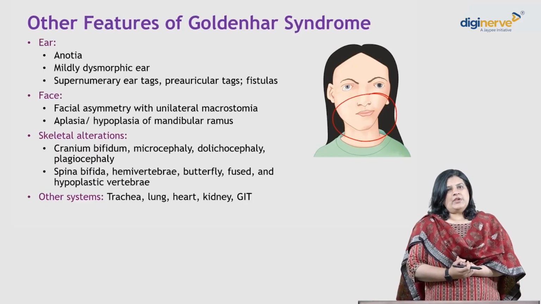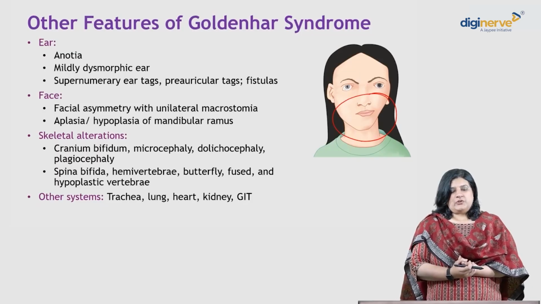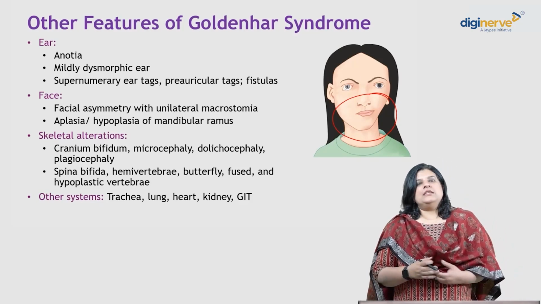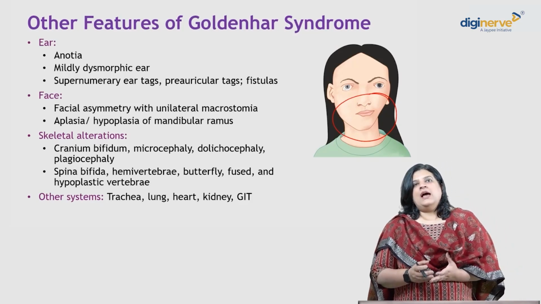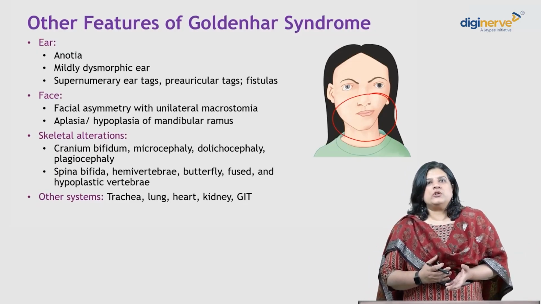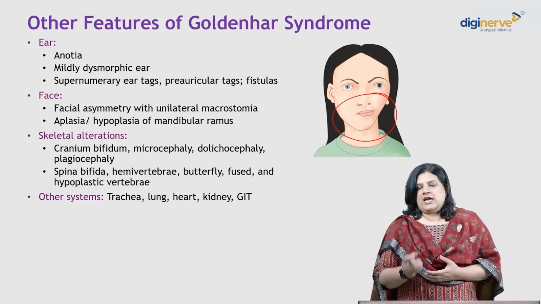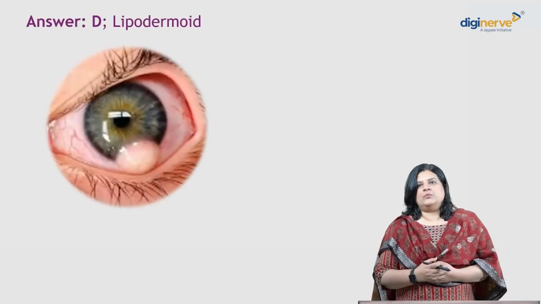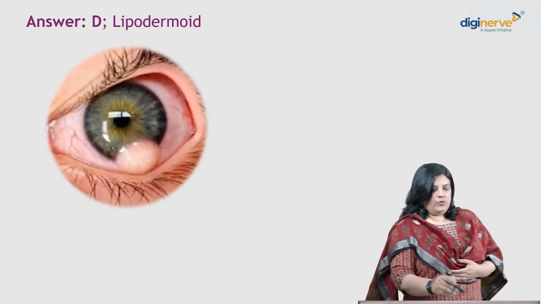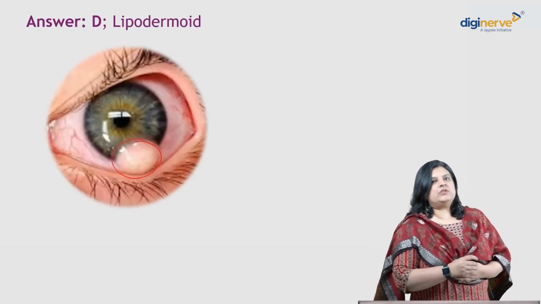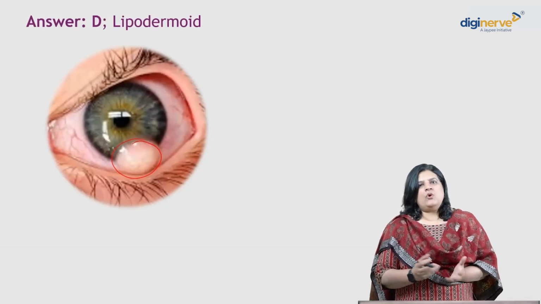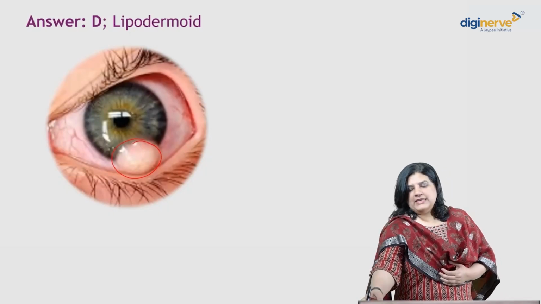This syndrome can also involve abnormalities of the trachea, lung, heart, kidney, and even GIT. So you see, it's a multi-system deformity, and if you have any of these systemic abnormalities in conjunction with a dermoid and preauricular tag, the answer is Goldenhar syndrome. So coming back to our question, looking at this image, a very well circumscribed yellow lesion at the limbus at the inferior or maybe infratemporal part is lipodermoid.